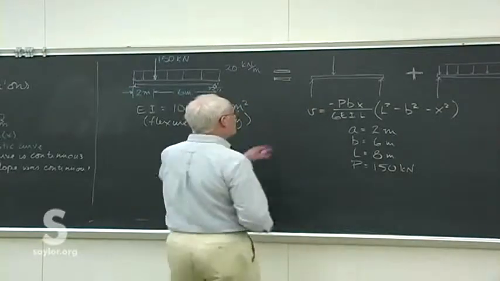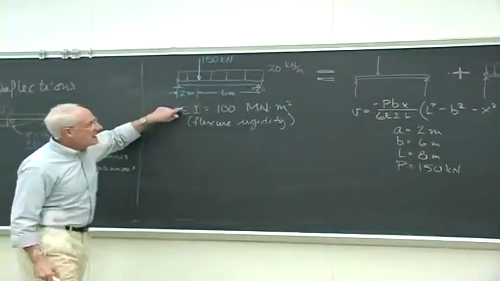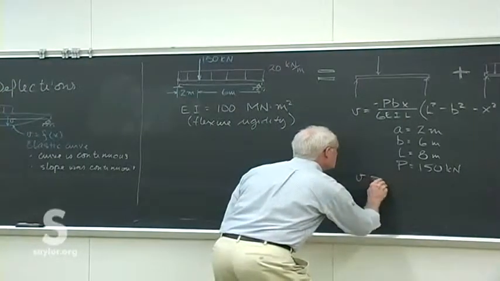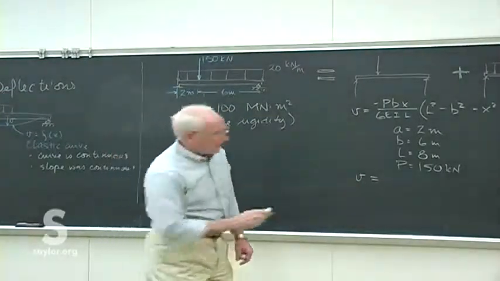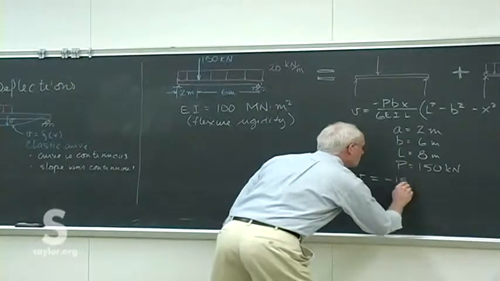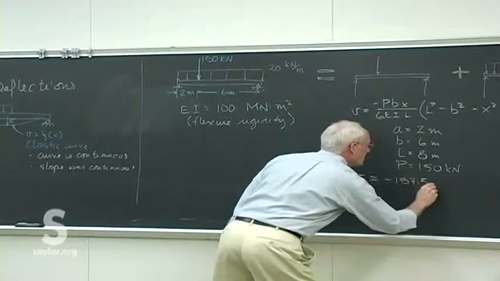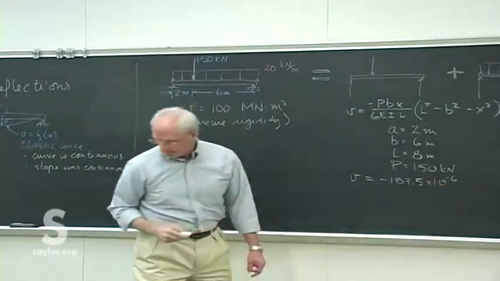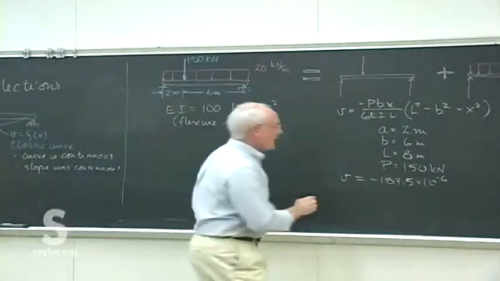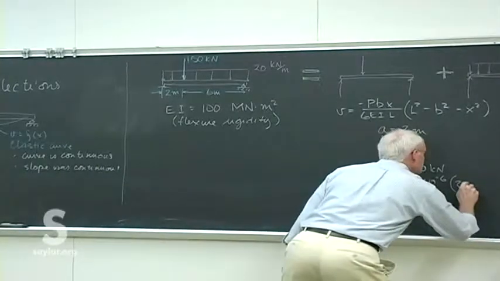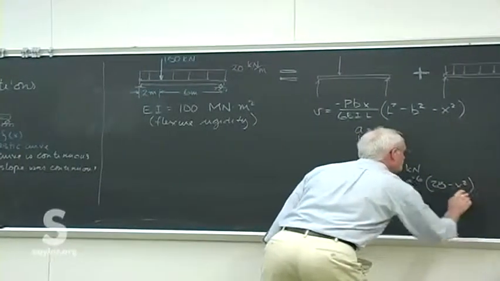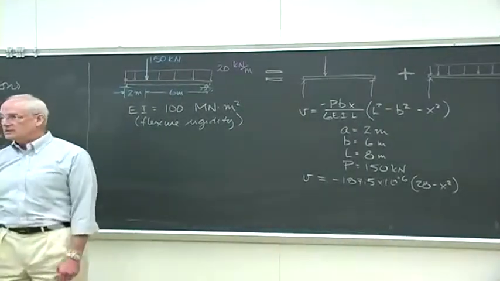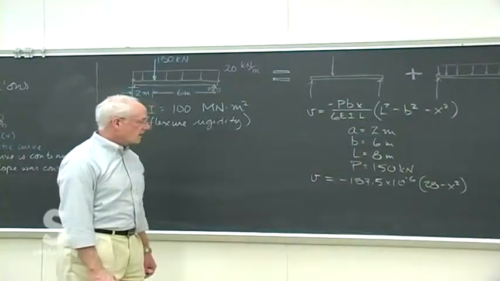So you put all those values in. We even have the EI. We can put everything in, and this all reduces down to minus 187.5 times 10 to the minus 6 times (28 minus x squared). That's just reducing everything, putting all the values in, and collecting terms and simplifying. It all comes down to that.